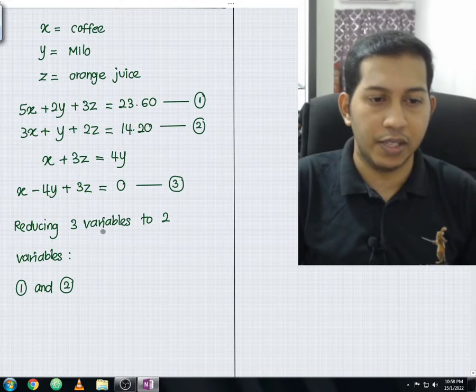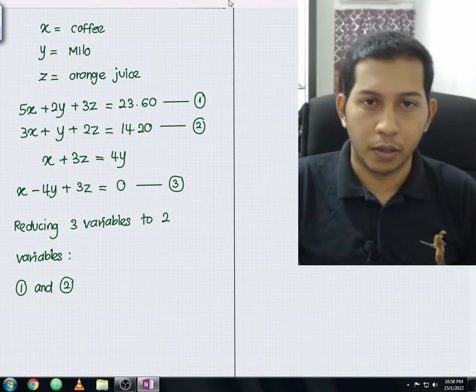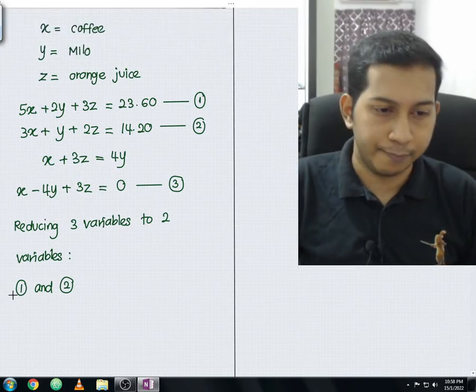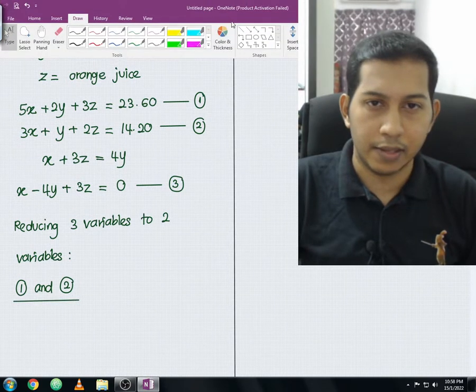Equation 1 and equation 2, in the process of reducing the 3 variables to 2 variables. Okay, so let me underline this. You know what, let me underline this as well.